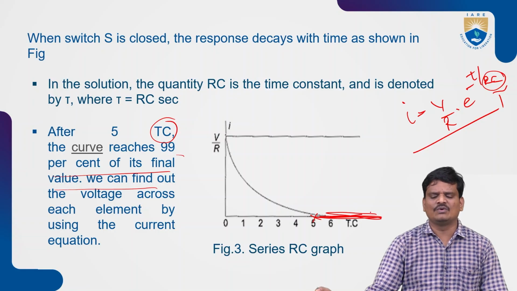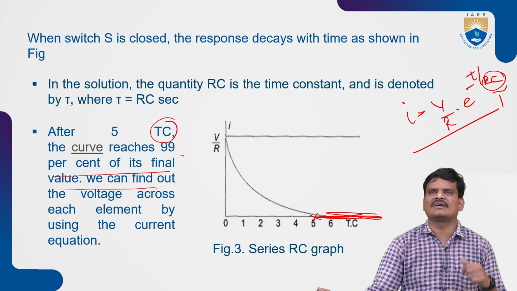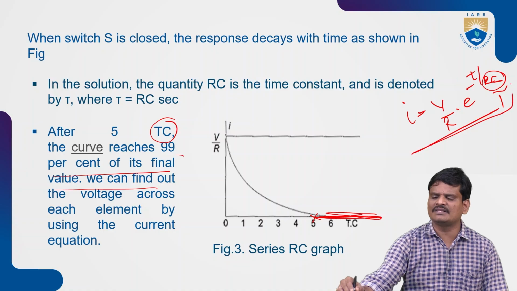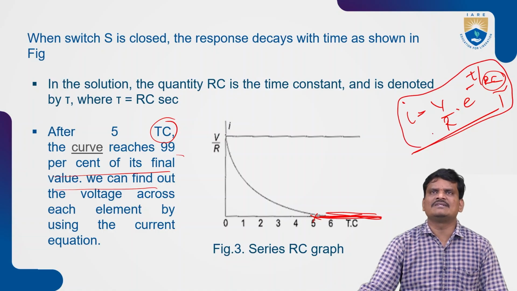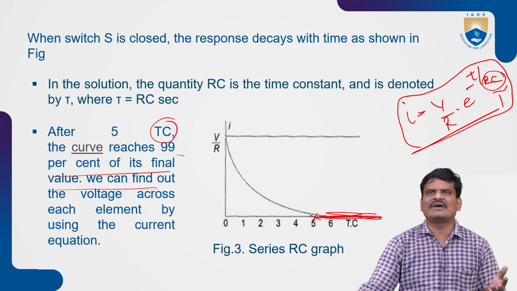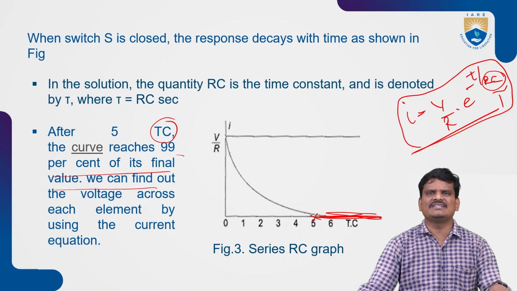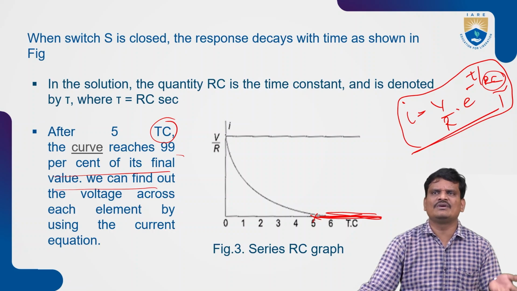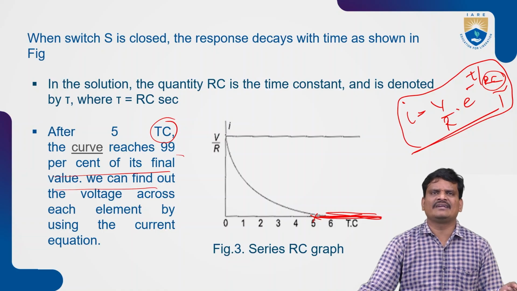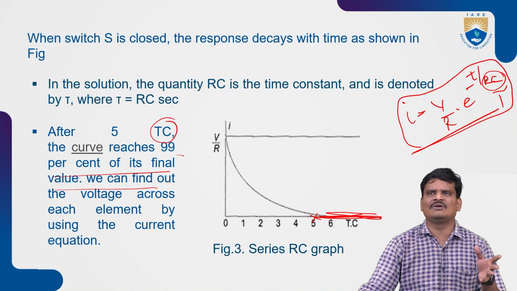We can find out the voltage across each element by using the current expression. Now I know the value of the current, that is the complete solution of the current for a DC response of a series circuit. What is the current obtained? I equal to V by R into e to the power of minus t by RC. So by taking the value of I into consideration, now I can calculate the value of the voltage across each element that is present in the circuit. In order to calculate the value of voltage across the resistor, I can take this particular expression, that is VR equal to I into R.